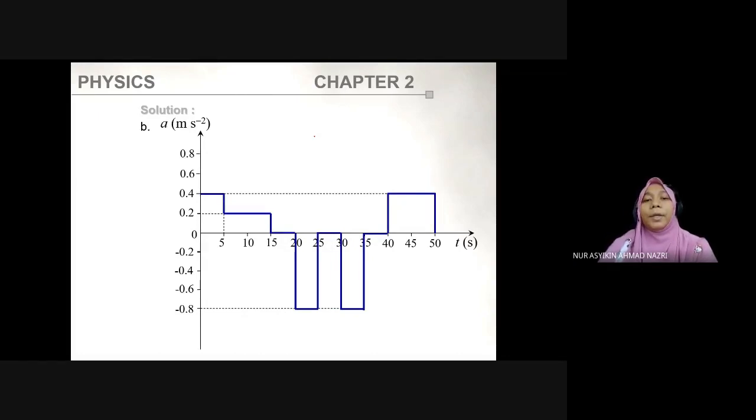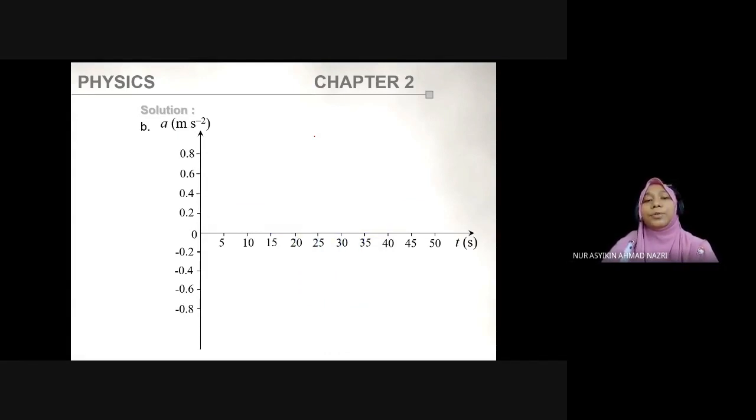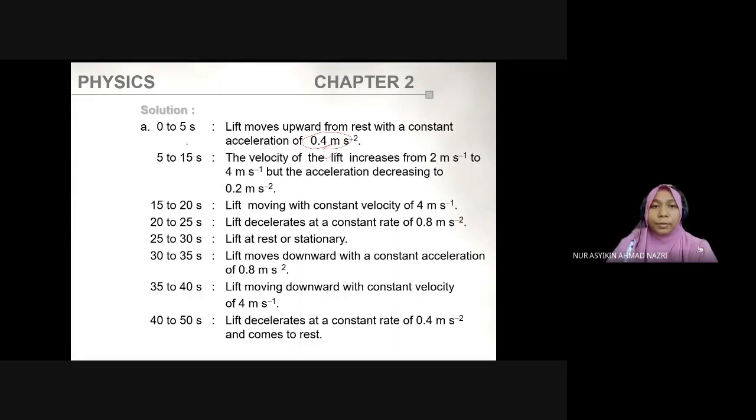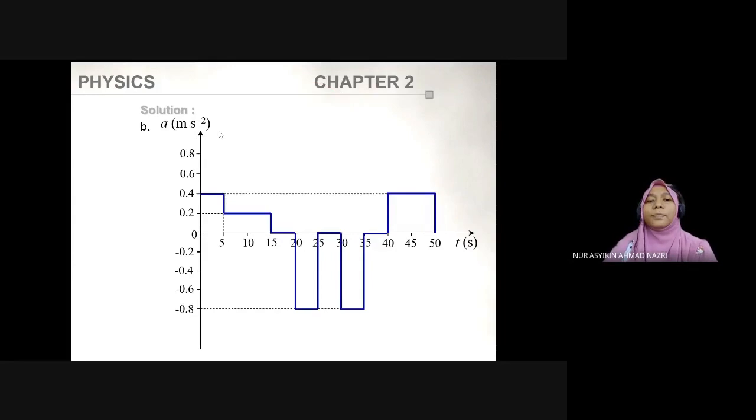Alright, now B, you need to plot graph acceleration against time. So acceleration against time, since you already explain all the motion here. So from 0 to 5, berapa ni kan. You just need to transfer all this into a graph macam ni. Okay, so transfer into this graph.